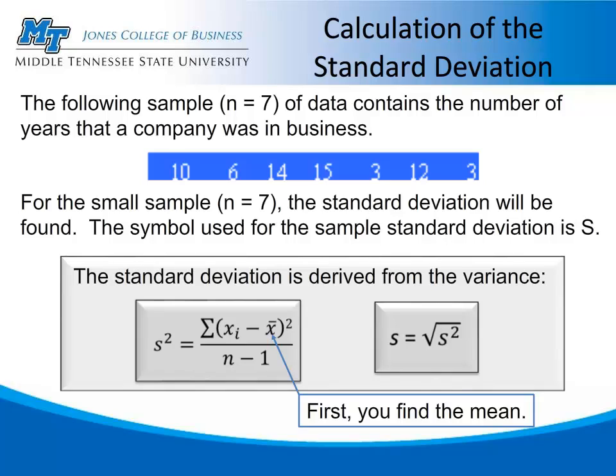So you get it from the variance. Now the variance, you take the sum of the squares of the deviations from the mean. So first you have to figure out what the mean is. Now since we're doing this for a sample, once we figure out what that number is, we're going to divide by n minus 1.